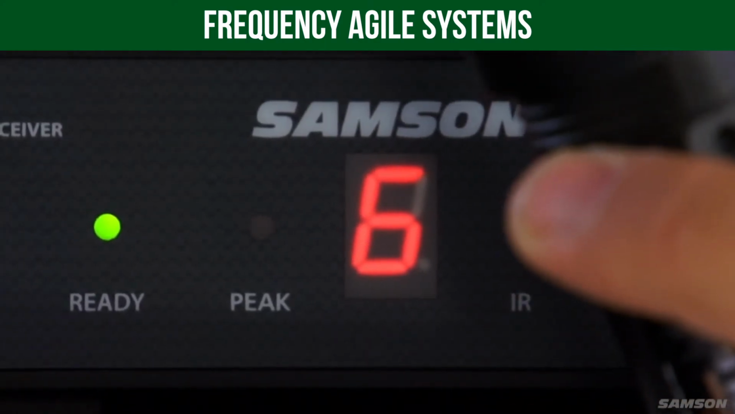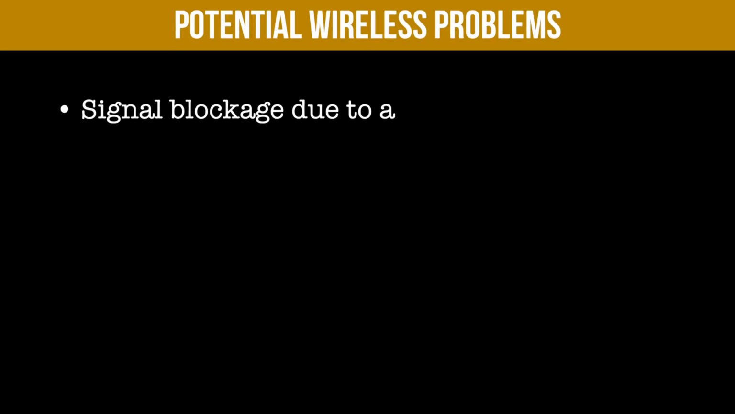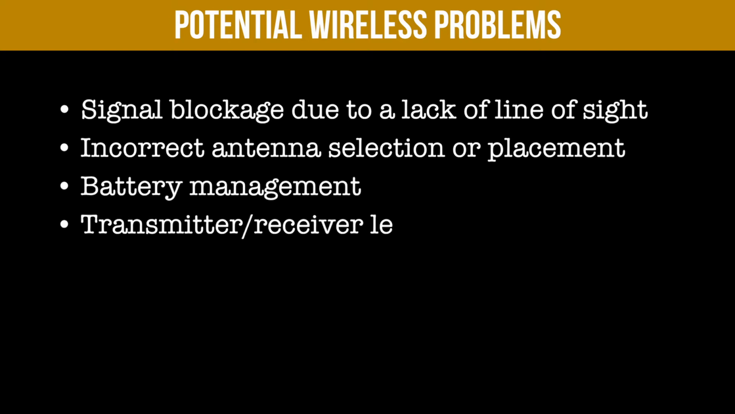Wireless systems are subject to a series of potential problems, many that have to do with physical issues such as signal blockage due to a lack of a clear line of sight between the transmitter and receiver, or incorrect antenna selection or placement. In addition, battery management and level adjustments between the transmitter and receiver are crucial to getting the most out of your wireless system.